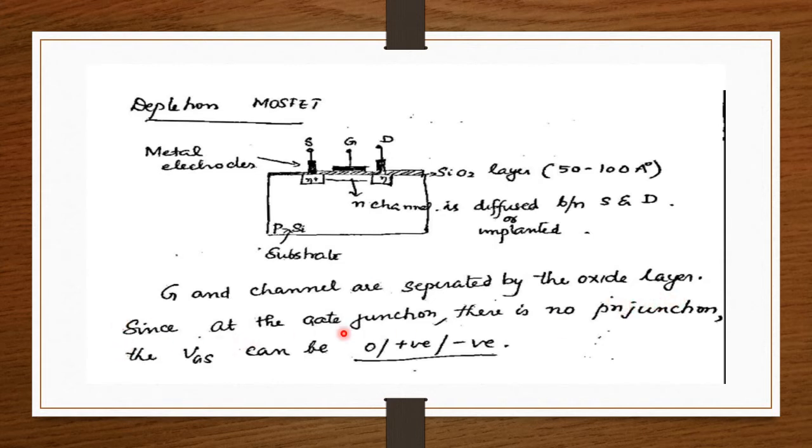Since at the gate junction there is no PN junction, VGS can be 0, positive or negative. That is the main difference from JFET. Since there is no connection between gate and the channel, there is no PN junction forming here. So we can apply VGS to be 0, positive or negative. In the case of JFET, we know that we can apply either 0 or negative voltages at the gate terminal. But here in the depletion MOSFET or D MOSFET, we can apply positive VGS also.